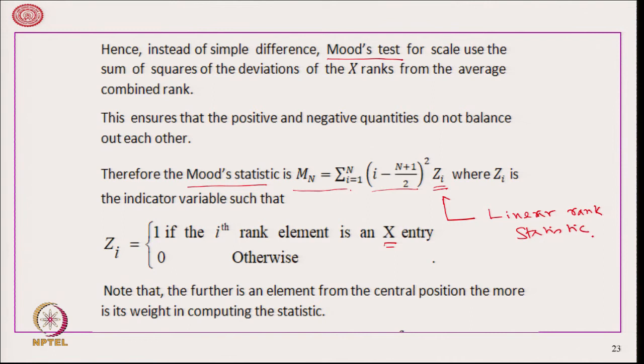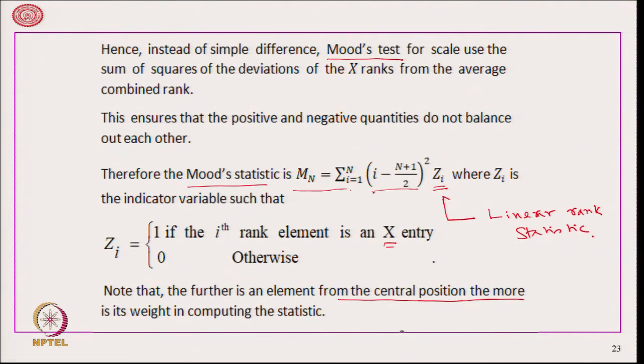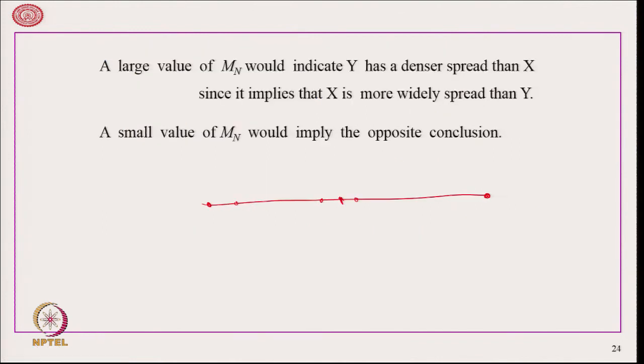Note that the further an element is from the central position, the more is its weight in computing the statistic. That is, suppose this is the ordered sample and this is the central location. These are distant observations from the central location and these are closer observations. The weight given is (i minus (N plus 1)/2) whole square. Therefore, corresponding to these distant elements, the weight is going to be much more than for the elements which are very close to the central location.